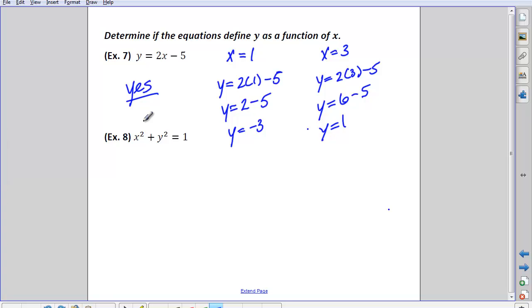Again, it's a little bit trickier. You kind of have to reason it out a little bit and think, okay, if I plug in an x value, are there 2 different paths or 2 different ways to get to a y value? In this case, there's only one way, so that is a function.